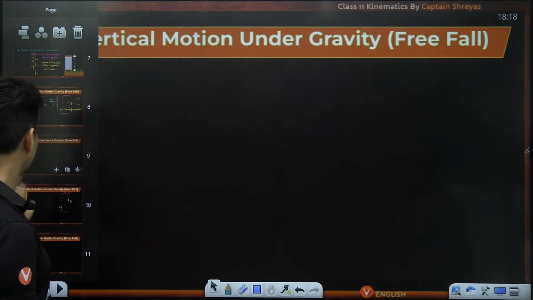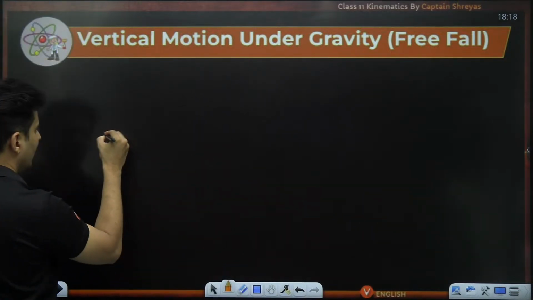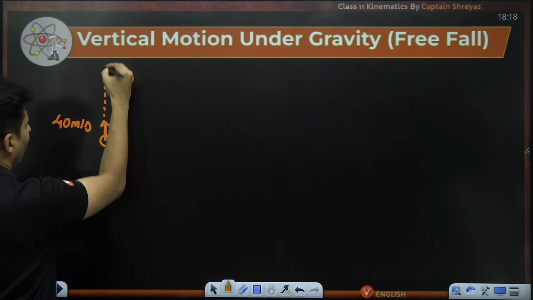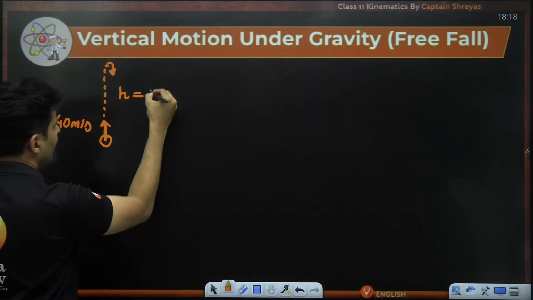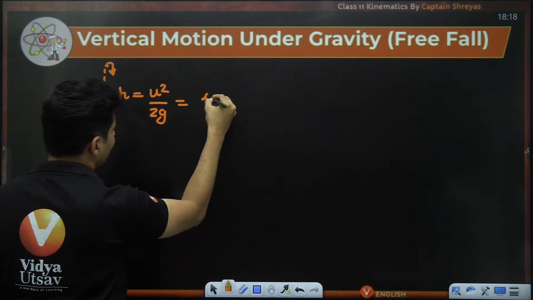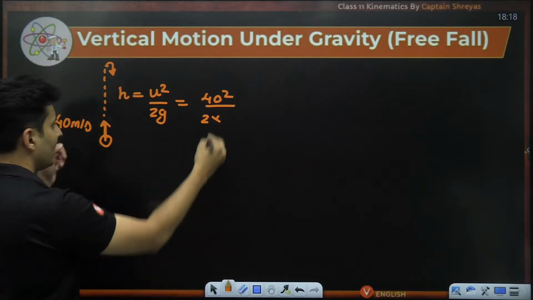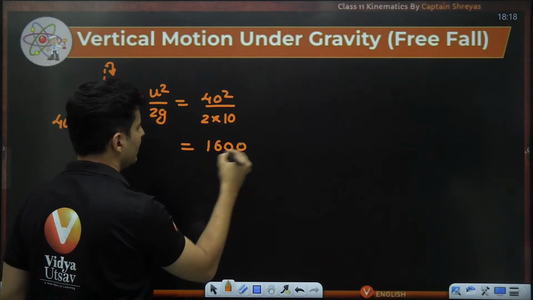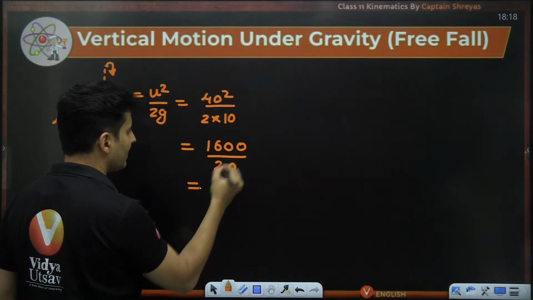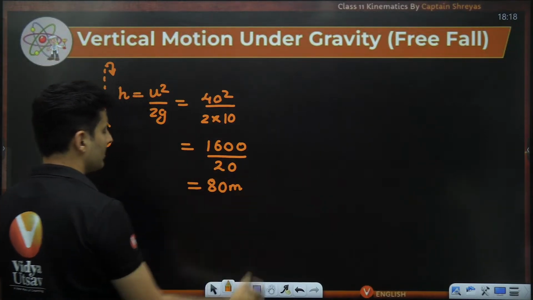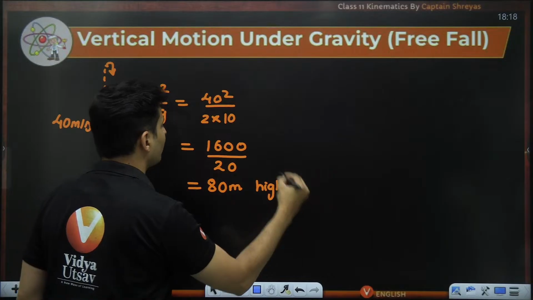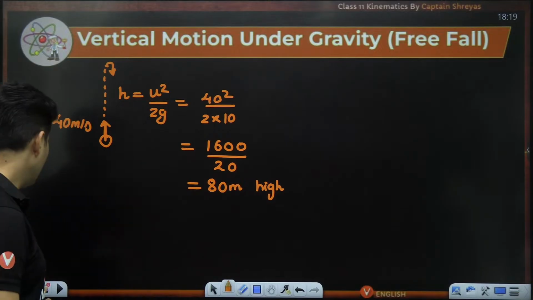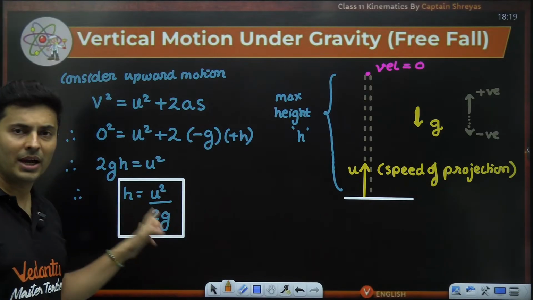So for example, if somebody takes a ball and throws it with 40 meters per second, I want to know what height it goes to. That height will be u square by 2g. u is 40, square it, divided by 2 into gravitational acceleration. Let's take it as 10. 40 square is 1600, divided by 20. 0 cancels. 160 by 2 is nothing but 80 meters. So the ball will go 80 meters high when you throw it with a speed of 40 meters per second. That's how you can directly use this particular formula, u square by 2g.